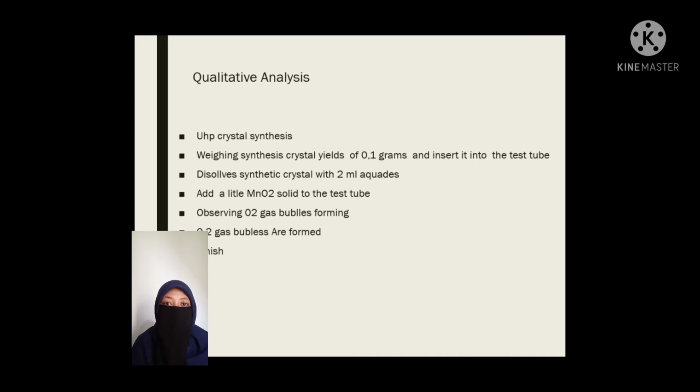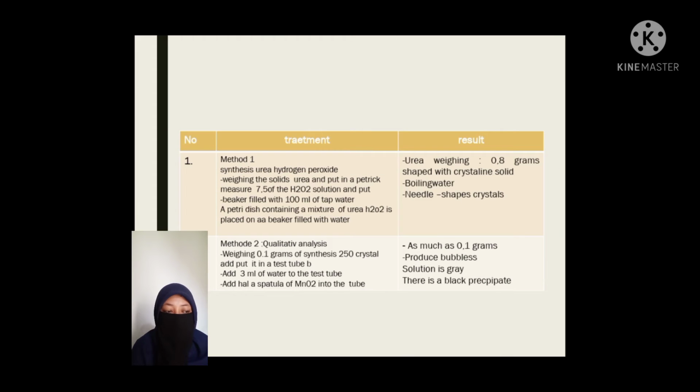UHP crystal synthesis. Weigh 0.1 gram of the synthesized crystal and insert it into a test tube. Dissolve the crystal with 2 ml of aqueous solution and add a little solid MnO2 to the test tube. Observe the O2 gas bubbles forming. Finish. Okay, next to treatment or result.